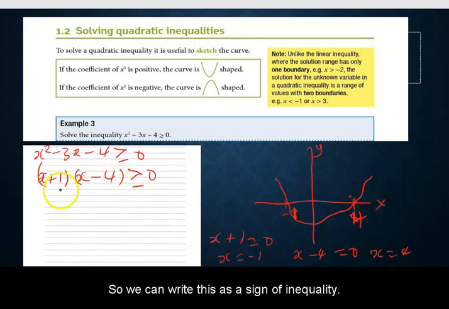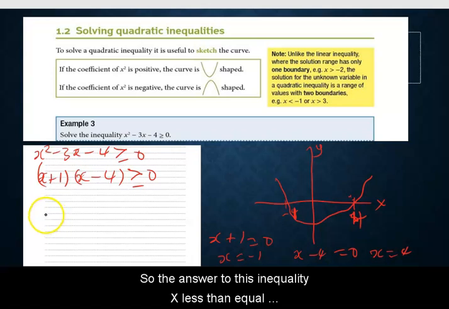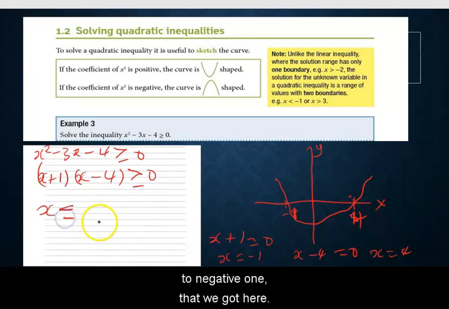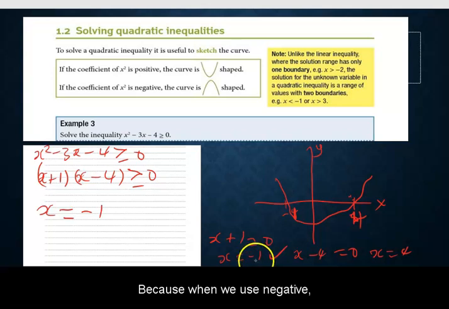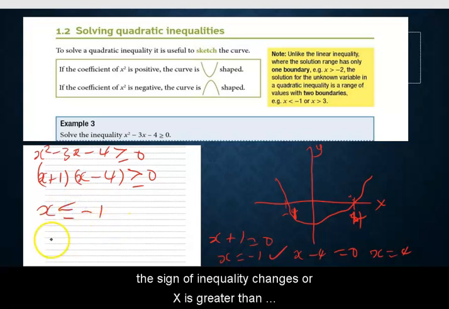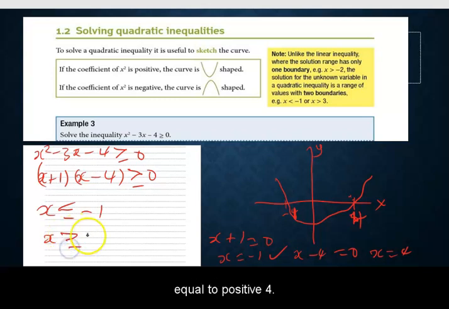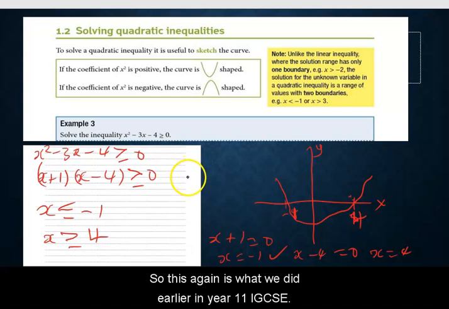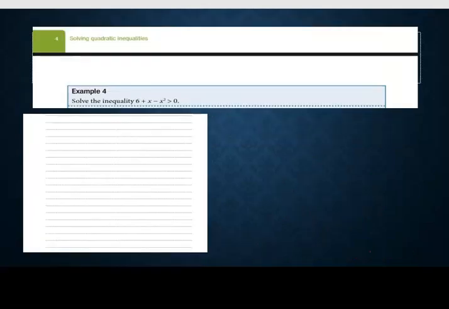So we can write this as a sign of inequality. The answer to this inequality is x less than or equal to -1, that we got here, because when we use negative, the sign of inequality changes, or x is greater than or equal to +4. So this again is what we did earlier in year 11 IGCSE.